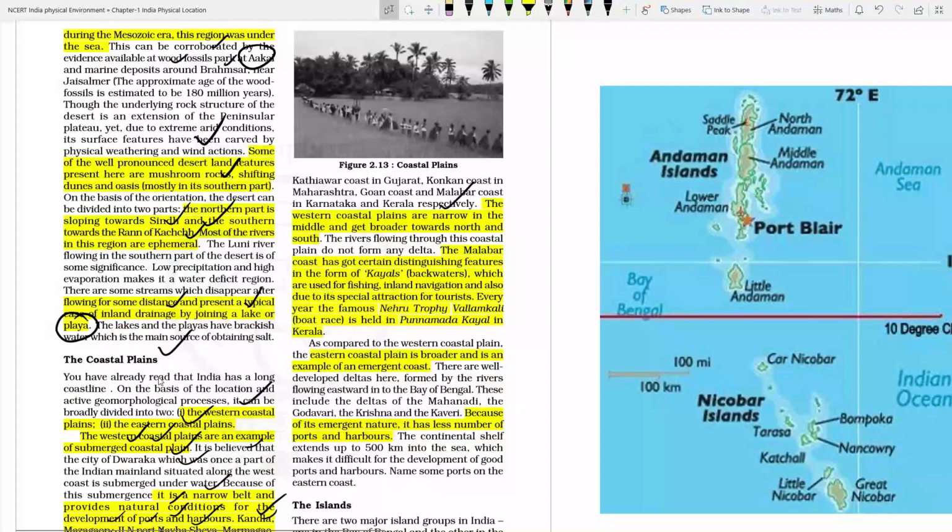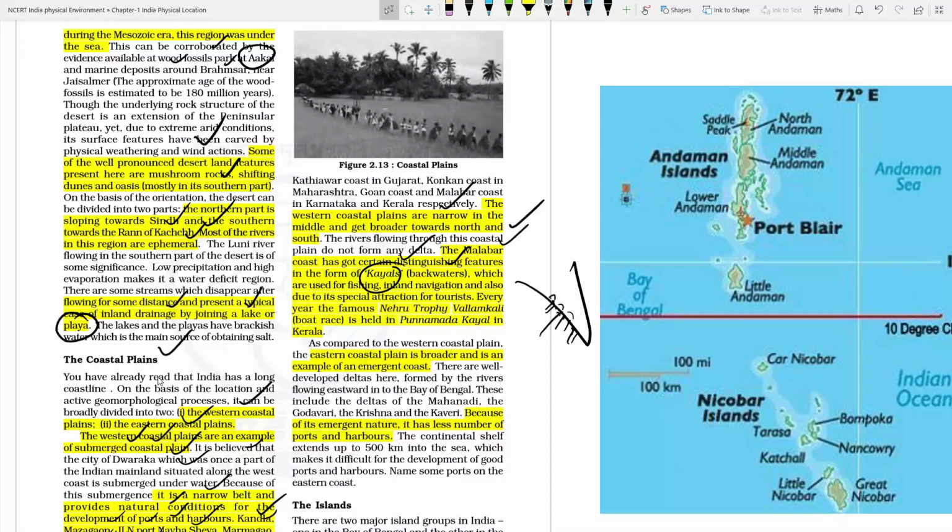Western plains are narrow in the middle, and on the northern and southern sides they are wider. The Malabar coast contains kayals, the backwaters. On the western side, many backwaters are there. The ocean is approaching towards land, so many cracks are there. The backwaters are called kayals there.